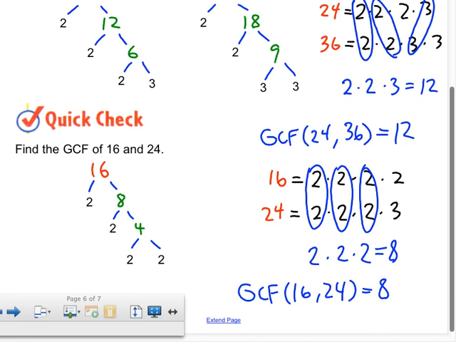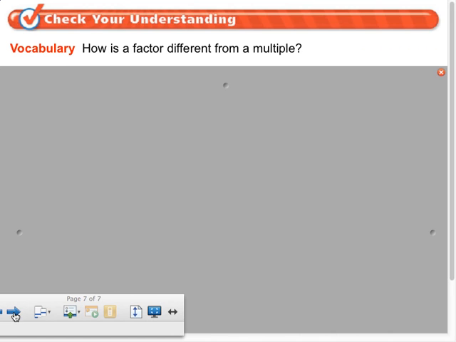Are we good? Okay, that's the end of my lesson. We just got one more slide to go through. How is a factor different from a multiple? Who can share with the class how they're different? Lola? A factor is something that a number can be divided into. Nice, perfect. And what's the remainder going to be? The remainder would be 0. Okay, nice. And what about multiple?